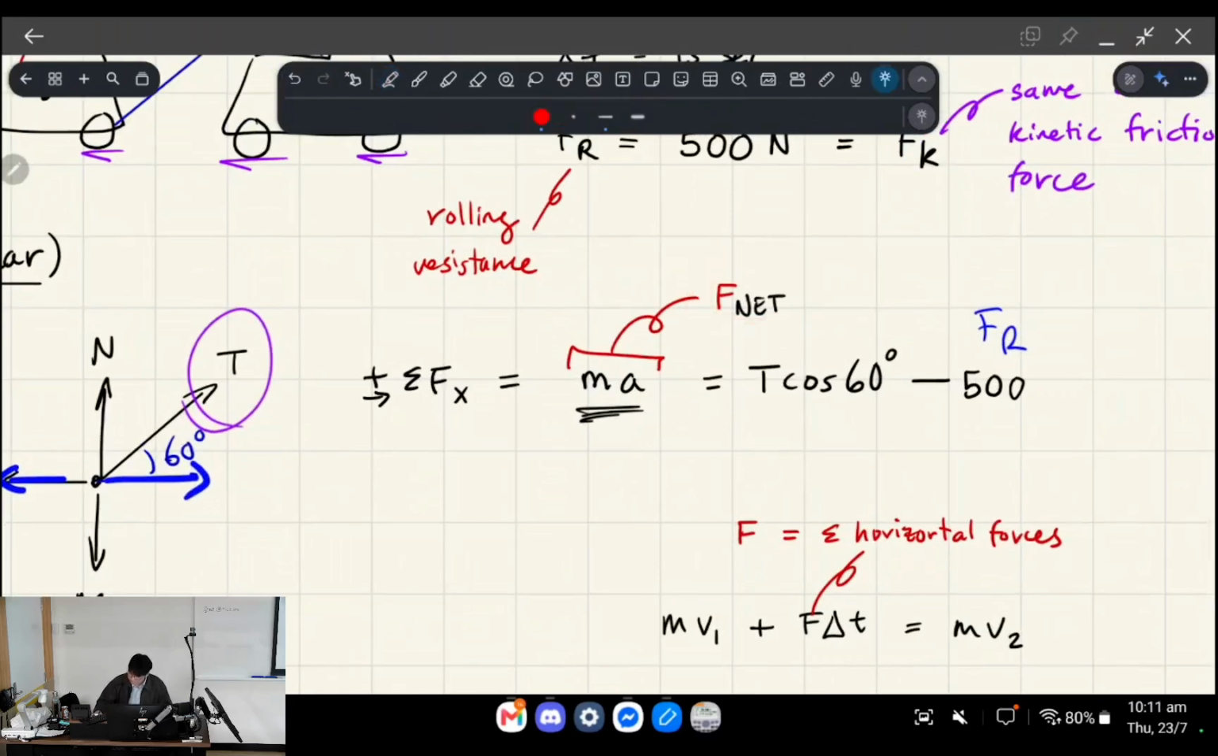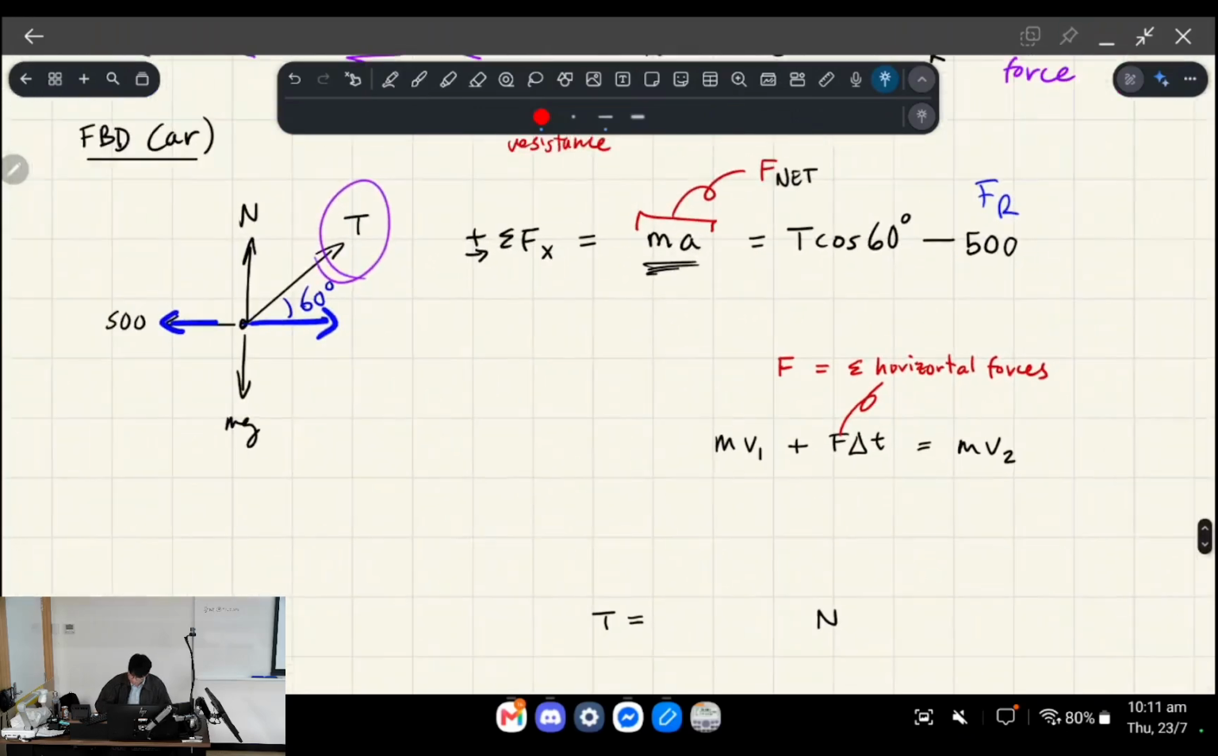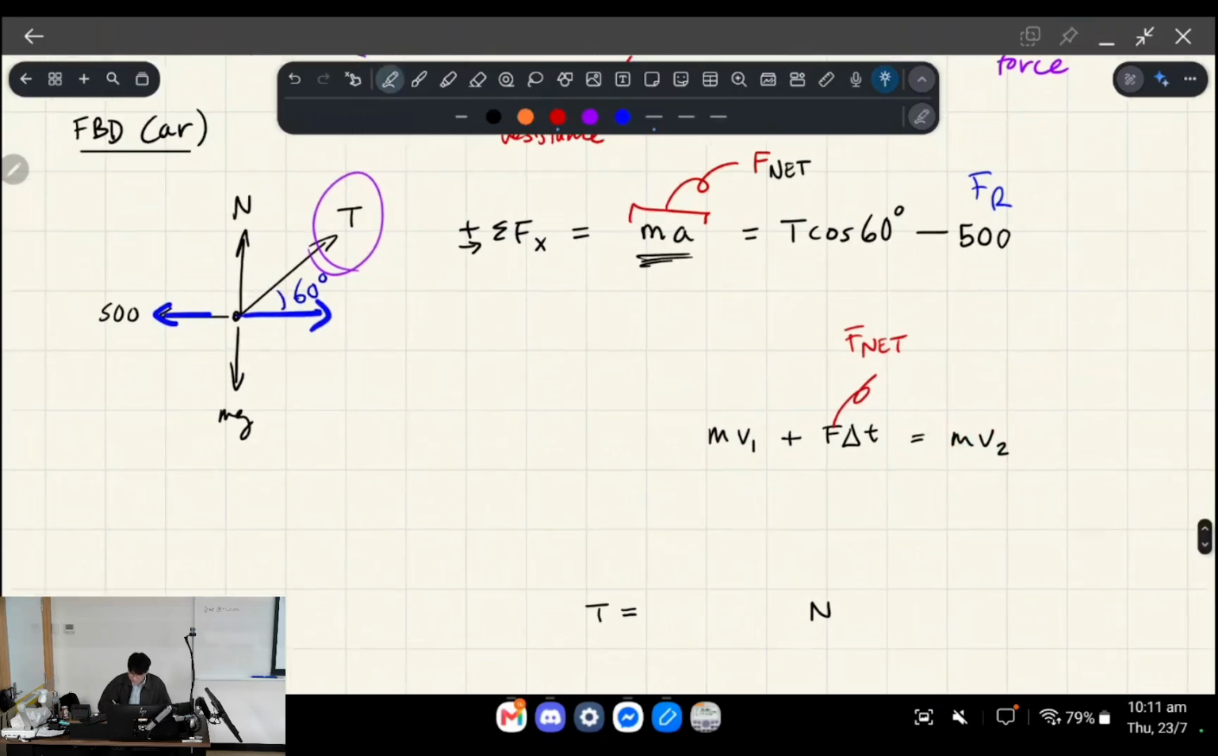Let's just call this F net. So we're saying the conservation of momentum is saying the momentum in the initial state plus the change in momentum is equal to the momentum in the final state, right? So let's plug in the things that we know. Okay, so we know that the mass is 1,200. We know the velocity.